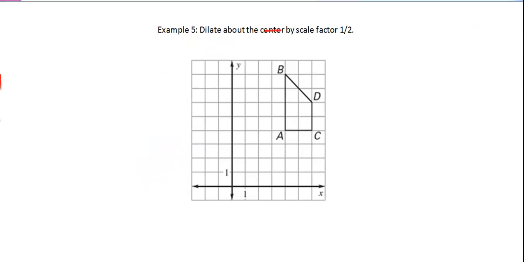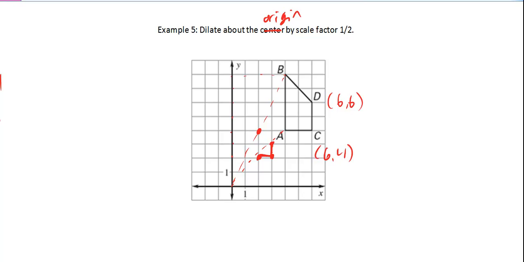Let's take a look at one more. For this one, I'm dilating about the origin by a half. Again, I'm going to connect these lines and go half the distance. This was over 4 and up 4 to get to A, so I'm going to go over 2 and up 2. To get to point B, if I draw a straight line, I'm going up 8 and over 4, so I need to go up 4 and over 2. And there's B. C is at the point 6, 4, so my new point is half of that, over 3 and up 2. And D is over here at 6, 6, so I need to be at 3, 3.